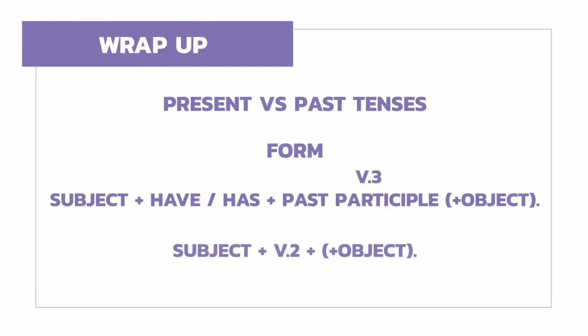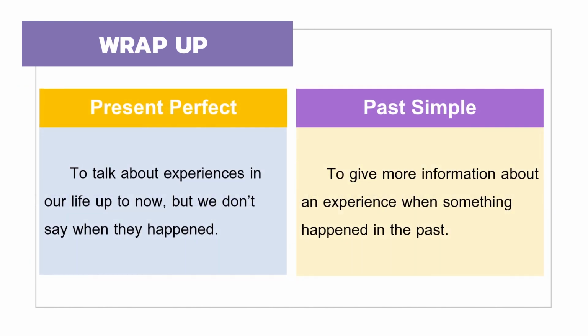Present and past tense, okay? Form: subject plus have or has plus past participle. This is the form of present perfect tense, right? Subject plus verb 2. This is the form of past simple tense, right? Okay, I will show you some conclusions. For present perfect, to talk about experiences in our life up to now, but we don't say when they happened. But for past simple, to give more information about an experience, when something happened in the past.